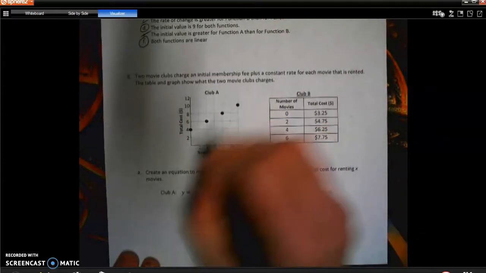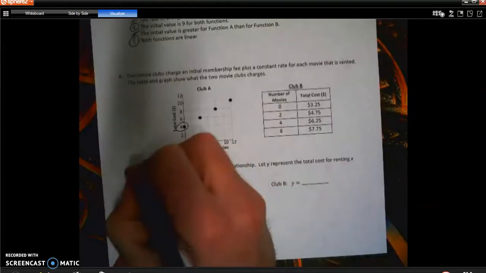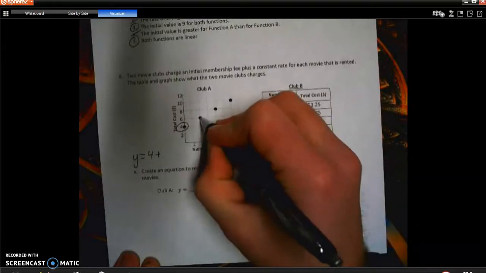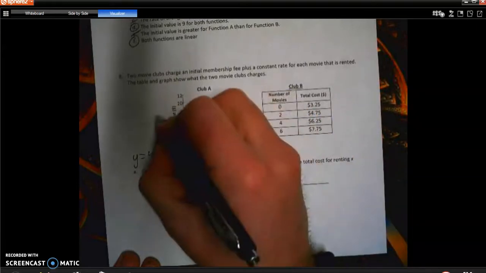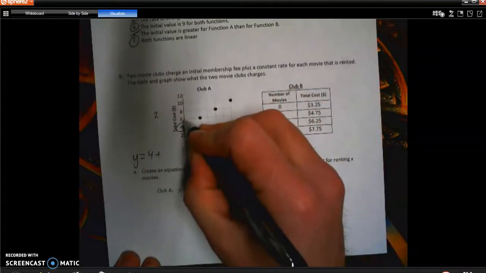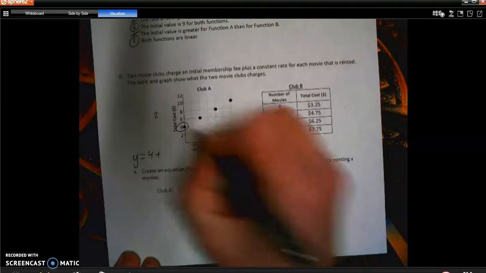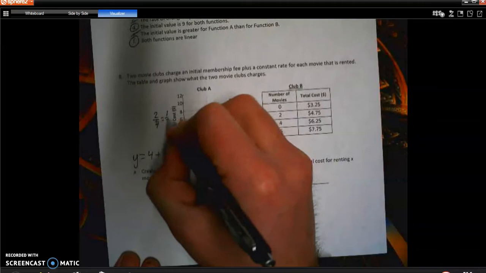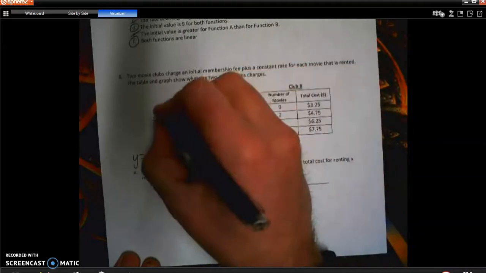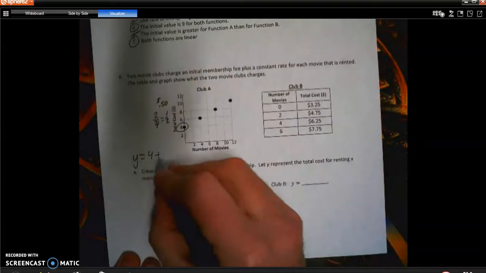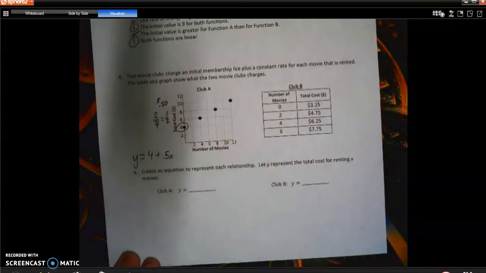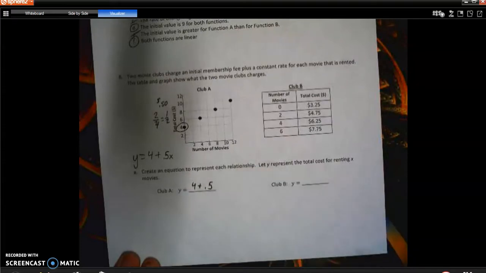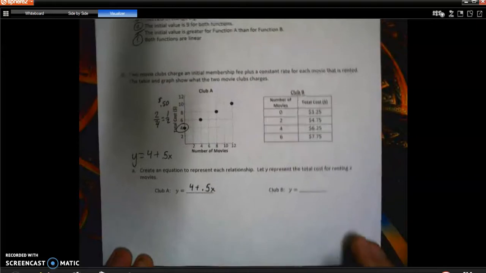So where does this graph start? It starts right here at 4. So it's y equals 4 plus something. So to get from 4 to this dot, it goes from 4 to 6. So it goes up 2 and then over 4. Well, 2 to 4 is the same as 1/2. And what's 1/2 of $1? 50 cents. So it's $4 plus 50 cents per movie. So there's your first equation, y equals $4 plus 50 cents a movie, and the x, because we don't know how many movies you're getting.